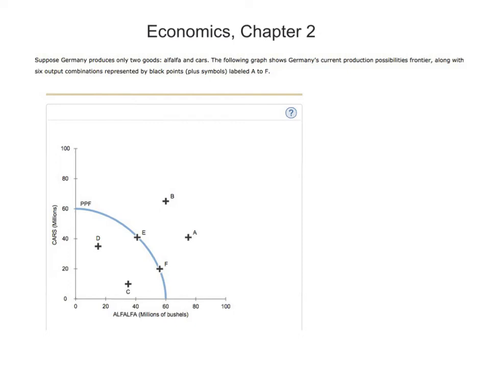Welcome to Economics Chapter 2. It's the Aplia homework assignment. So question 1 is about production possibility frontiers. I want to start by talking just a little bit about production possibility frontiers.